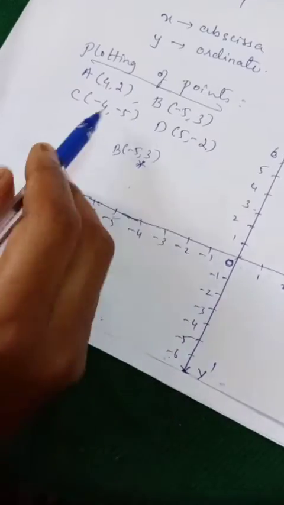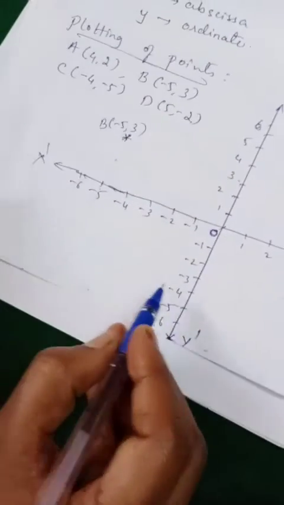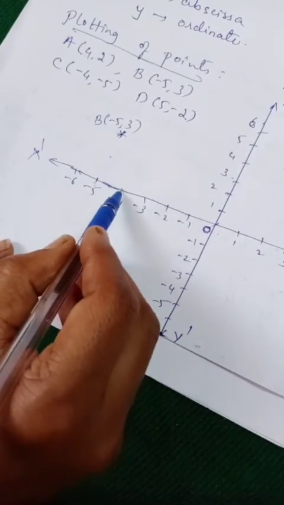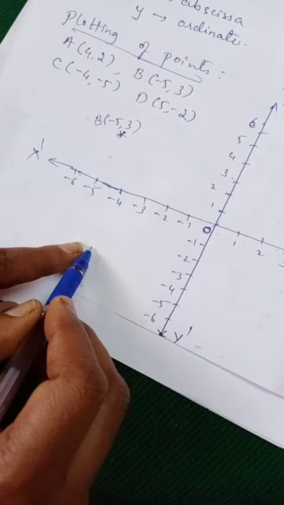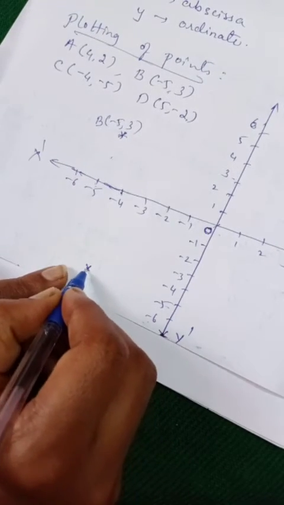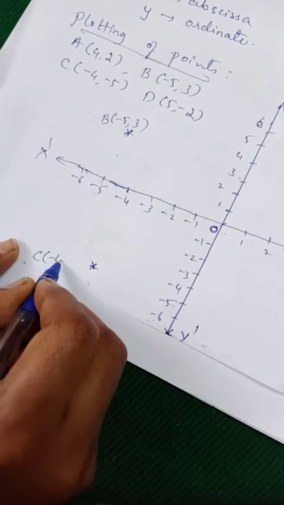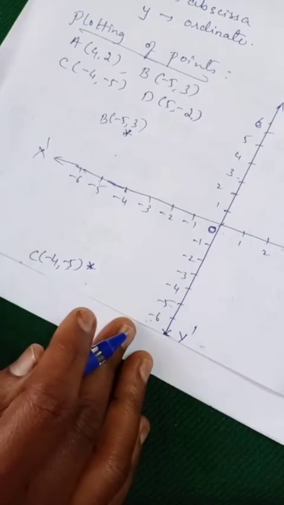Then C is minus 4, minus 5. So this is the third quadrant. Minus and minus is the third quadrant. That is minus 4, and minus 4 is the x-axis value. Then minus 5 is the y-axis value. So it lies in between this one. So this is C, minus 4, minus 5.